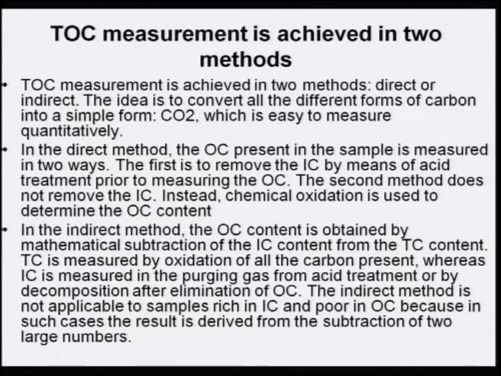The indirect method is not applicable to samples rich in IC and poor in OC, because in such cases the result is derived from the subtraction of two large numbers. So, obviously, if the inorganic carbon content is very high, the latter method will not be applicable. It is only applicable when they are in equal quantities, or if the organic content is much higher. Then from the total carbon content, the organic carbon is derived by subtracting the inorganic carbon.